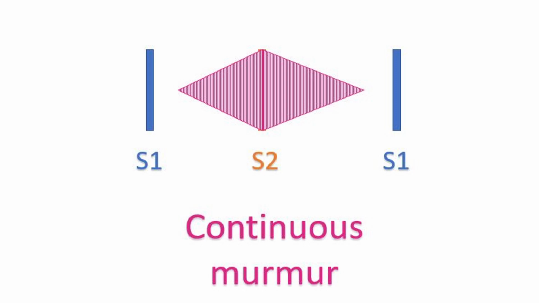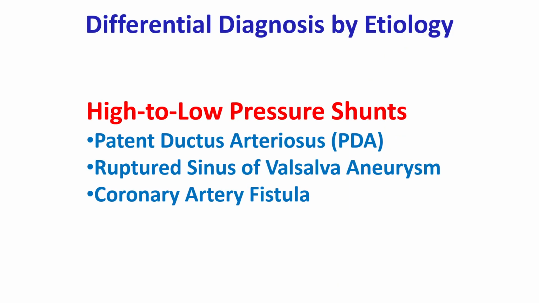In a to and fro murmur, for example combined aortic stenosis and regurgitation, blood flows in opposite directions during systole and diastole. In a true continuous murmur, blood maintains the same direction of flow across both phases. The causes of continuous murmurs are broadly categorized based on the site of the shunt or the nature of the vessel involved. High pressure to low pressure shunts.